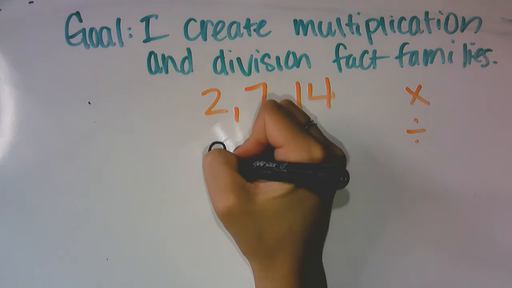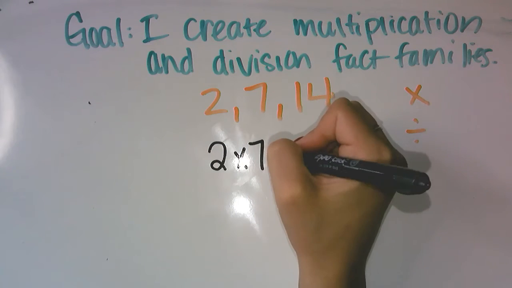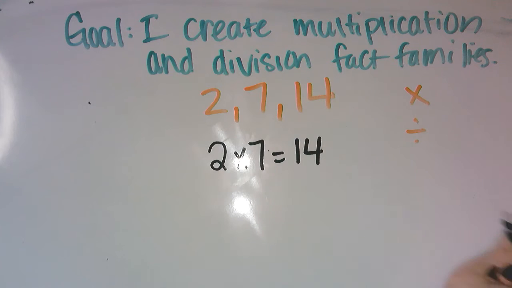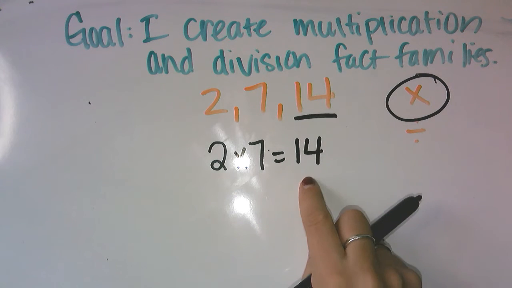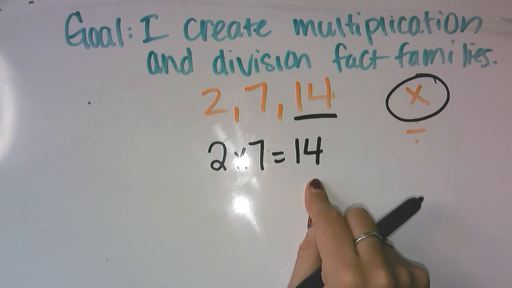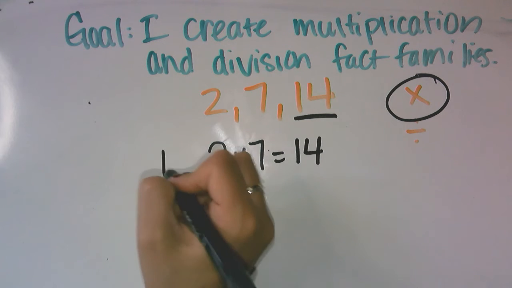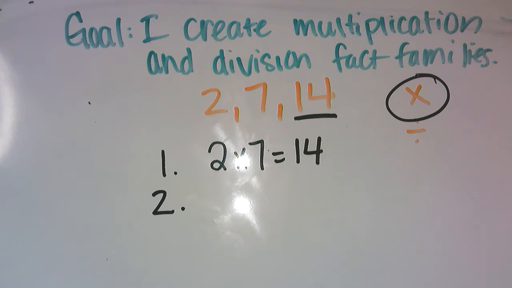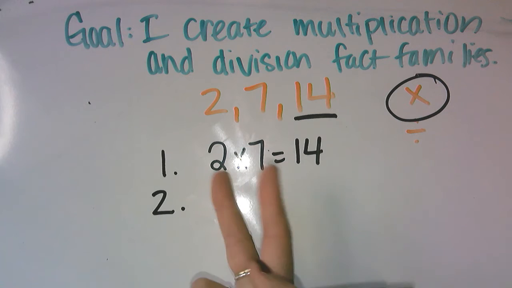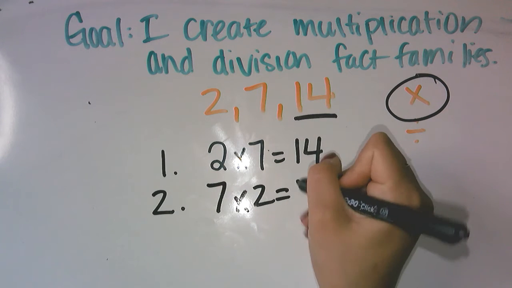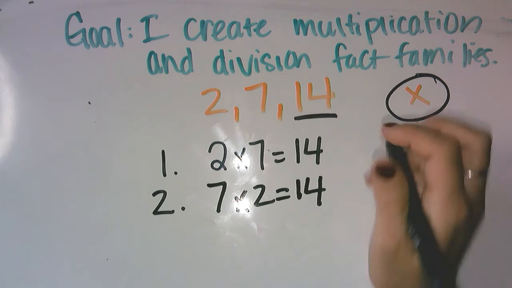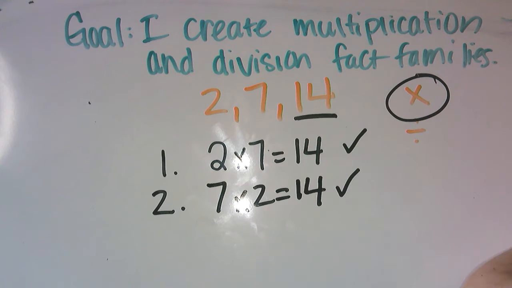So I could do 2 times 7 equals 14, because when we multiply, our biggest number is on a side by itself. So this is one of my facts. My second fact could also be a multiplication fact where I just flip-flop these two numbers. So 7 times 2 equals 14. And both of these are true, so they are correct.